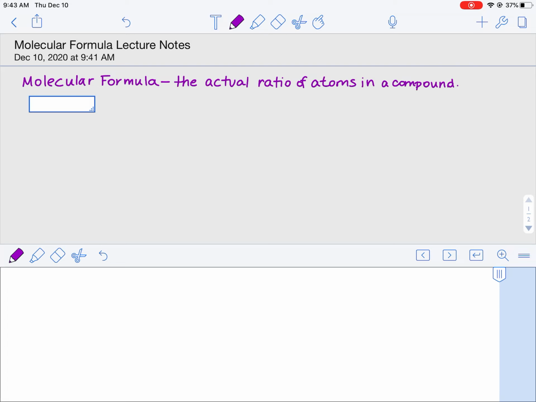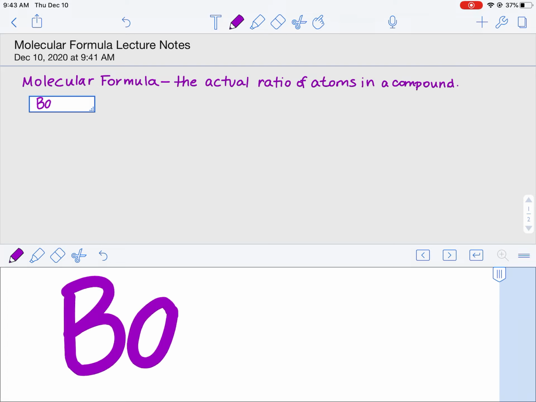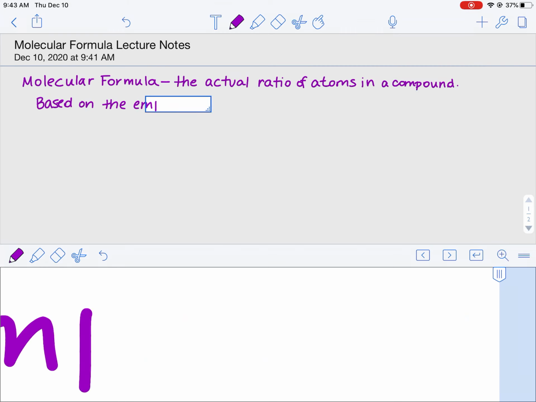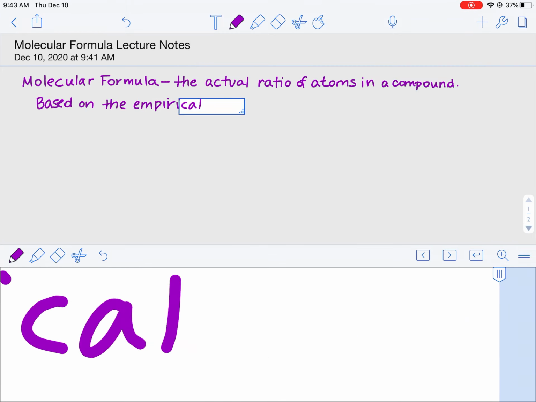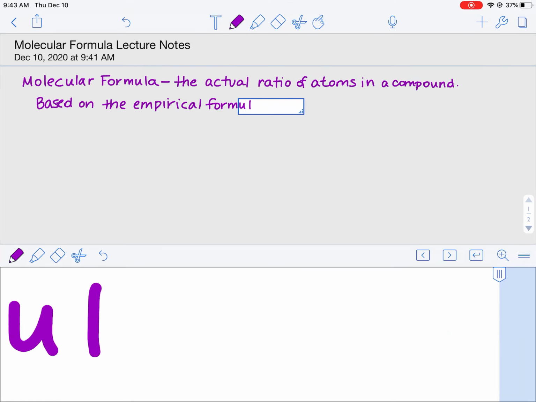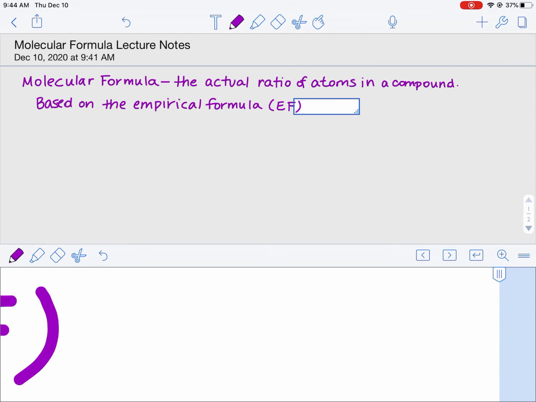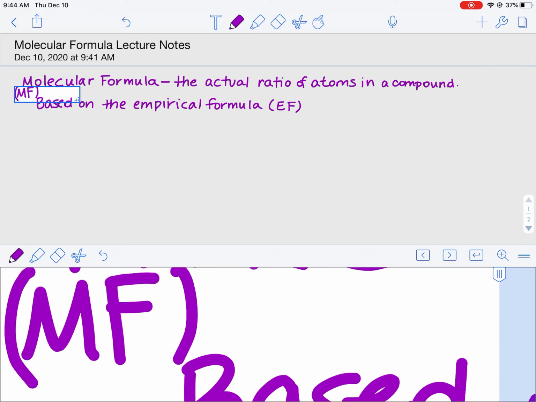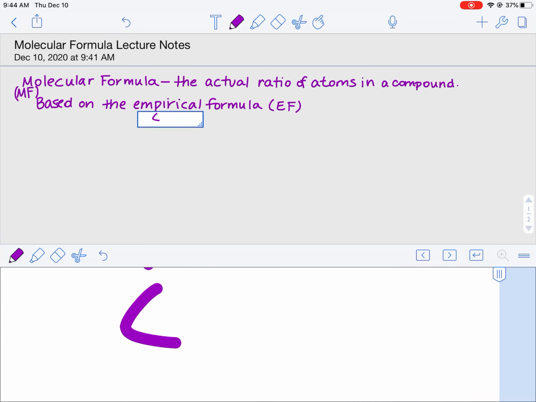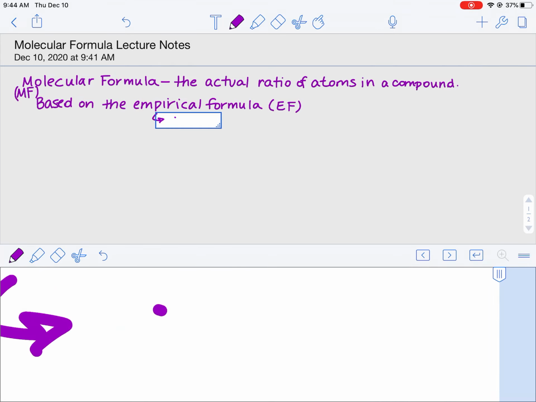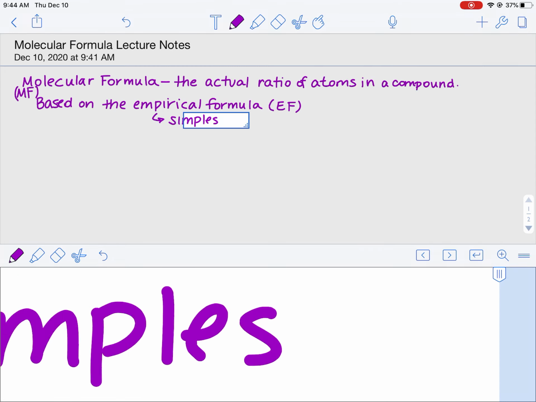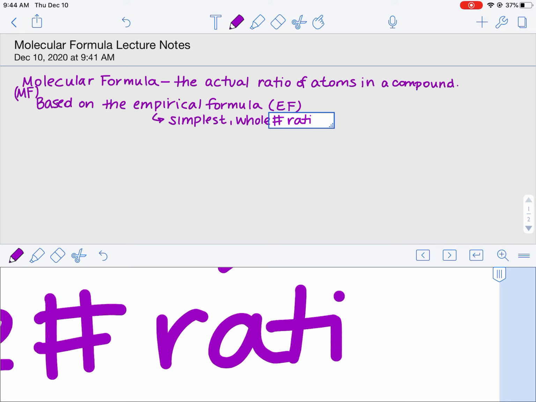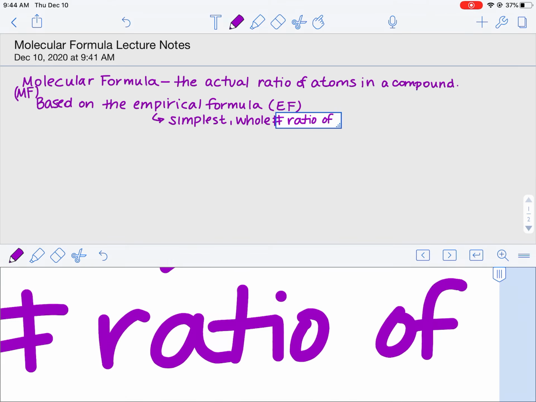It is based off the other type of formula we learned about last class, the empirical formula. A friendly reminder, EF stands for empirical formula, and we'll be abbreviating molecular formula with MF. Let's remind ourselves what the empirical formula is. The empirical formula is the simplest whole number ratio of atoms in a compound.